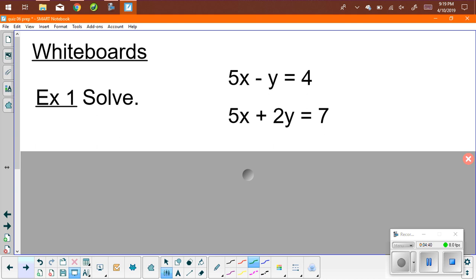Here's example 1, right? It's just solve the system. So I have 5x minus y is 4, and 5x plus 2y is 7.